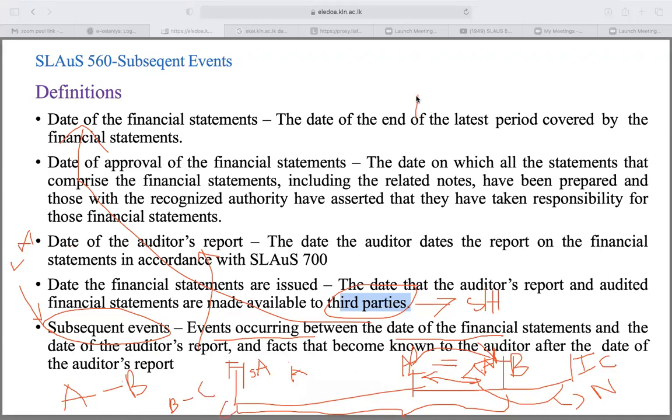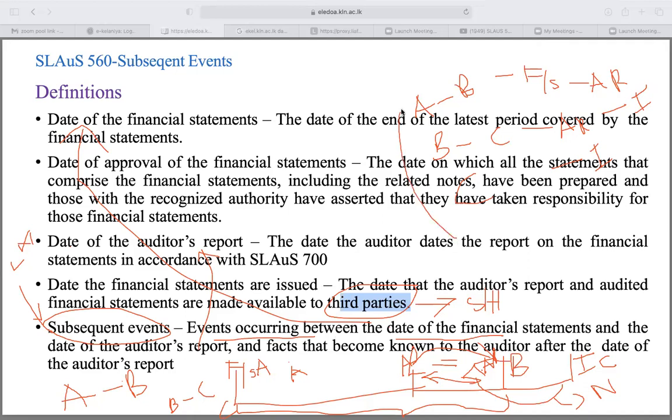So we are basically talking about things happening between A and B. That means financial statement date and the audit report date, and B and C means audit report date and issuing date, and C, that means after issuing the financial statements to the shareholders.